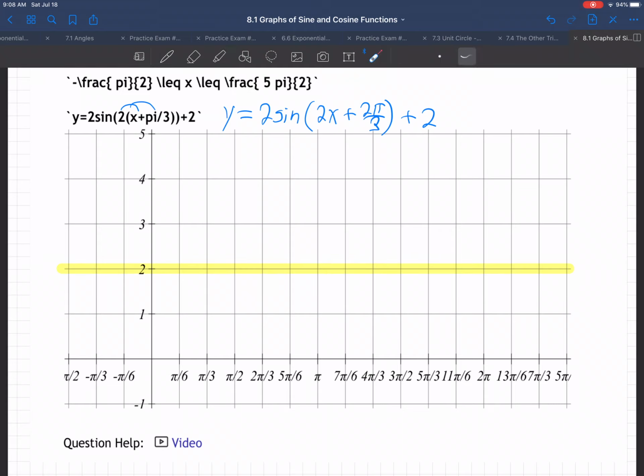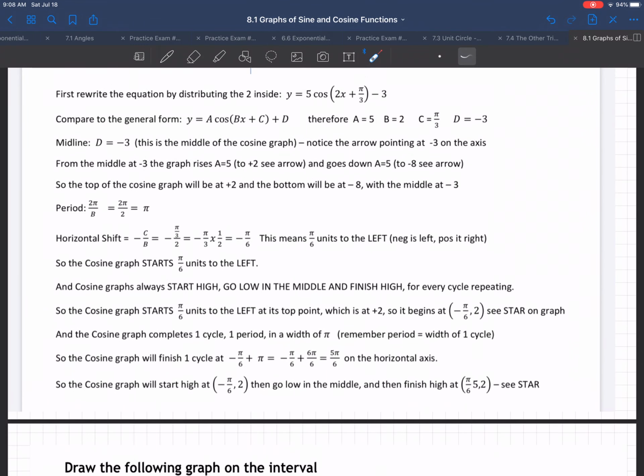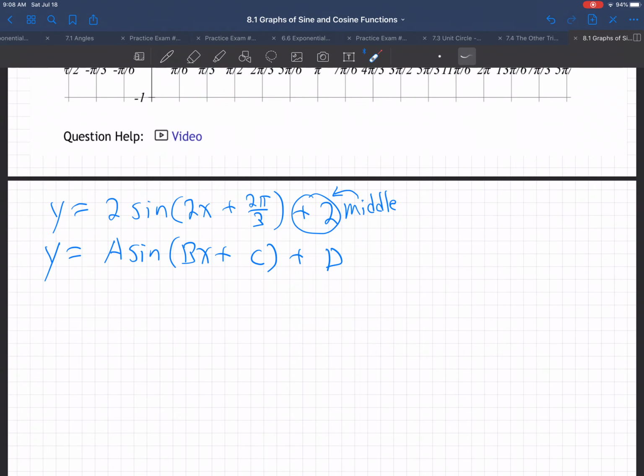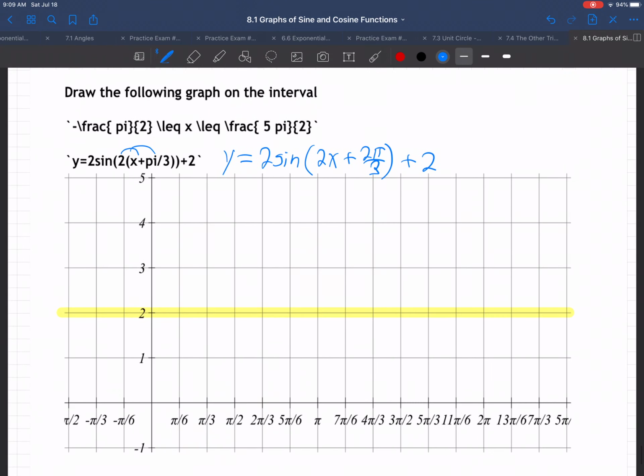And then next it says, from the middle, the graph rises and the graph goes down, whatever A is. Notice the value of A is how far the graph goes above and below the middle. So let's go find the A. That's 2. So that's how far the graph rises and falls from the middle of 2. So it goes up and down 2 from the 2.